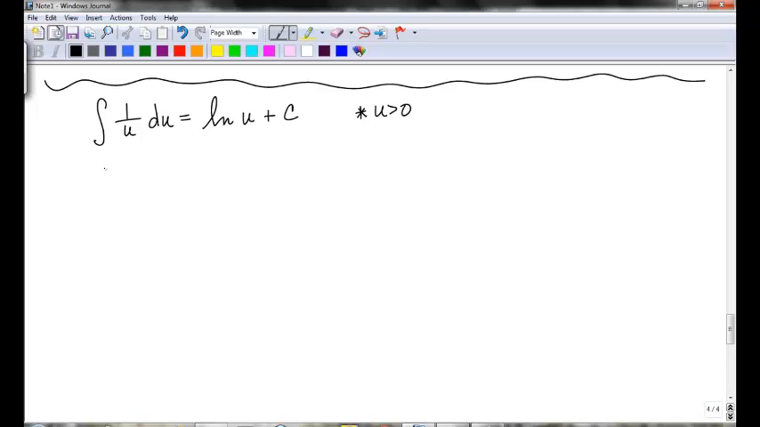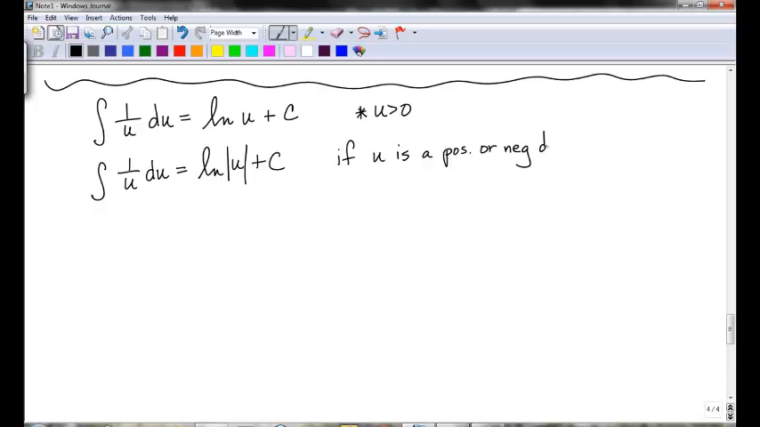There's another formula, the integral of 1 over u with respect to u is the natural log of the absolute value of u plus c. And that's if u is a positive or negative differentiable function. So if you see an absolute value symbol around it, you need to add this formula to your card.